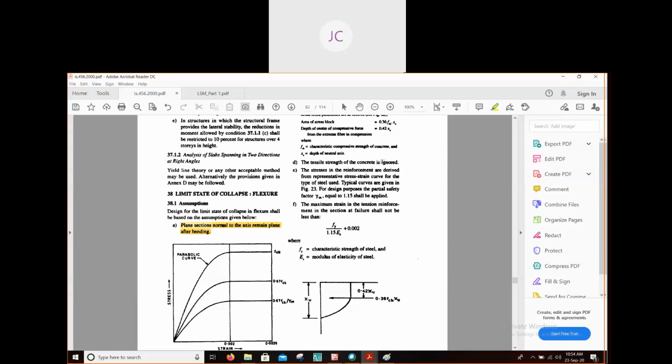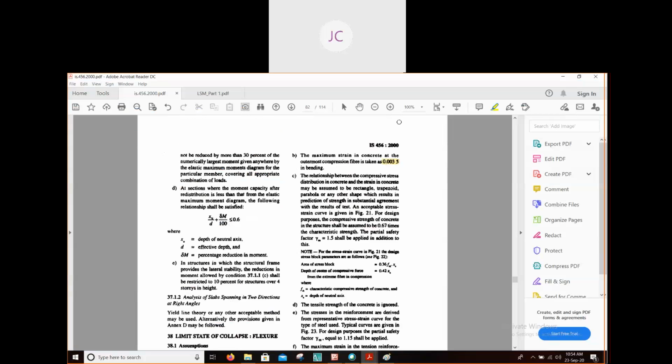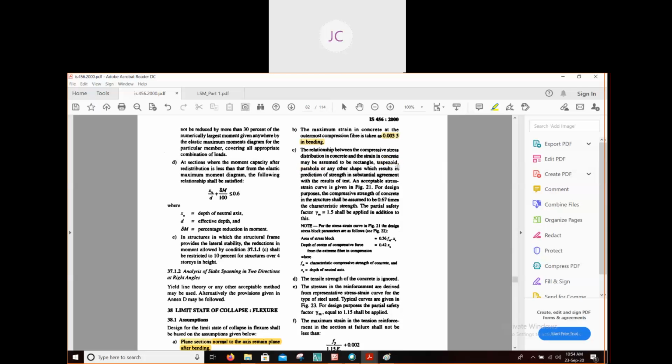This is the meaning, 0.0035. All of you please remember this value. The maximum strain in concrete at the outermost compression fiber is 0.0035, but it is only for bending. That means when your beam is bending, the maximum strain that will occur in the concrete will be 0.0035.